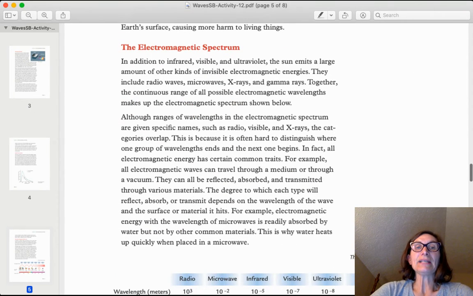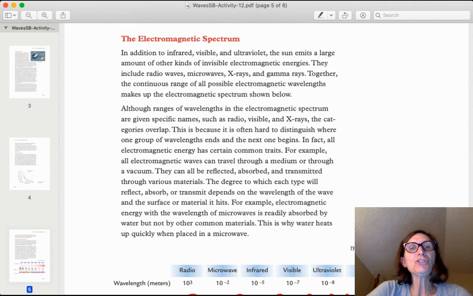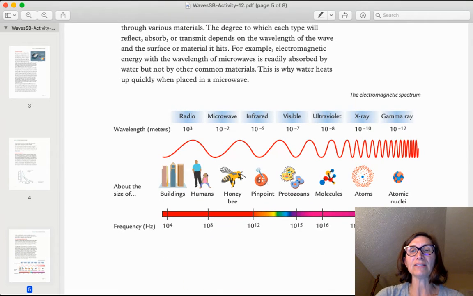The electromagnetic spectrum. In addition to infrared, visible, and ultraviolet, the sun emits a large amount of other kinds of invisible electromagnetic energies. They include radio waves, microwaves, X-rays, and gamma rays. Together, the continuous range of all possible electromagnetic wavelengths makes up the electromagnetic spectrum shown below. I love this diagram.